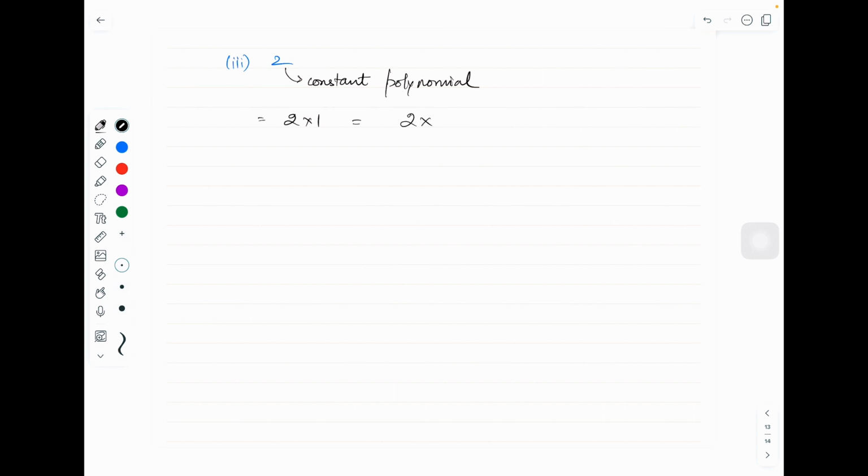This can be written as 2 into x to the power 0. So maximum of 0 is 0. So degree is what? We have already solved maximum. Maximum of exponents is degree. So degree is also 0. Understood?